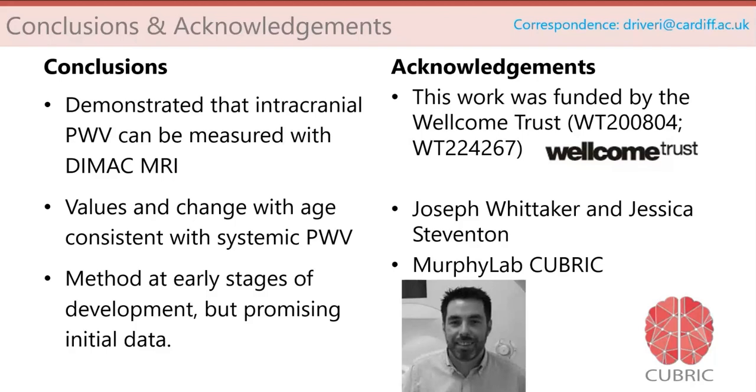So really, the focus today is just to present that we've got this new method to show. We're focusing on arterial stiffness and new measures of arterial stiffness in the brain, and how it changes, for example, with aging. The method is at an early stage, but we've got some promising initial results, though there's definitely work to be done here.